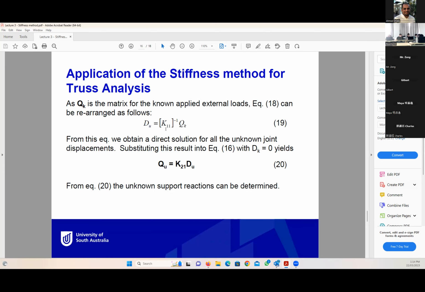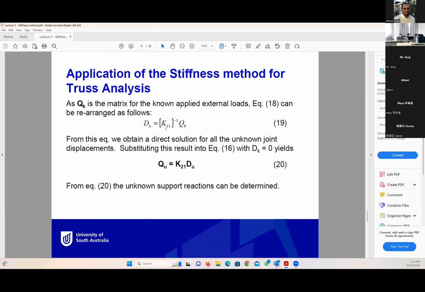From equation 10, the member forces can be written in this form. This is just to simplify the process of finding the forces. So the member forces can be determined using equation 10. From equation 10, you can find that q equals k' times T times D, where k' is the local stiffness matrix, T is the transformation matrix, and D is the displacement matrix in the global system.